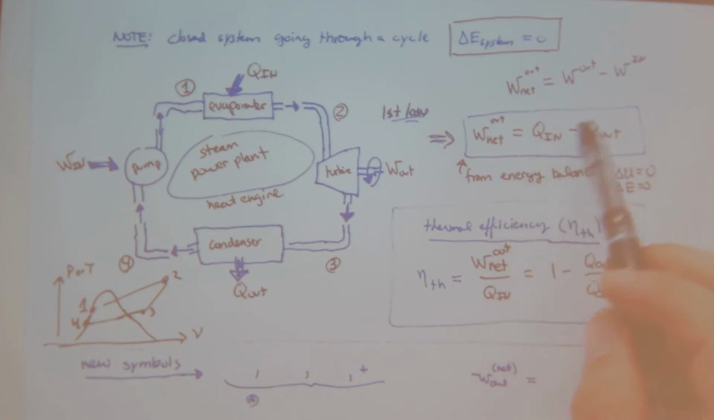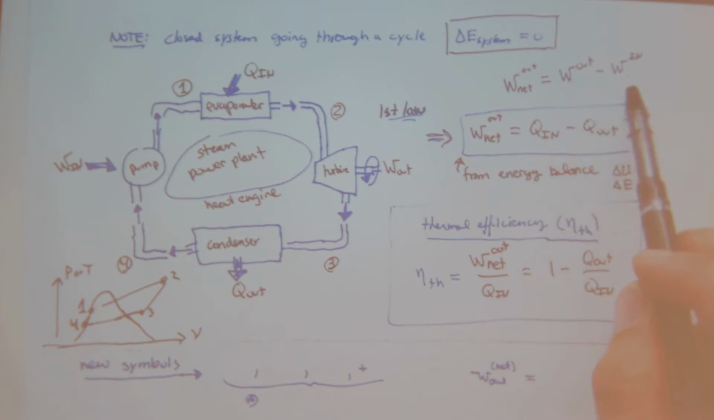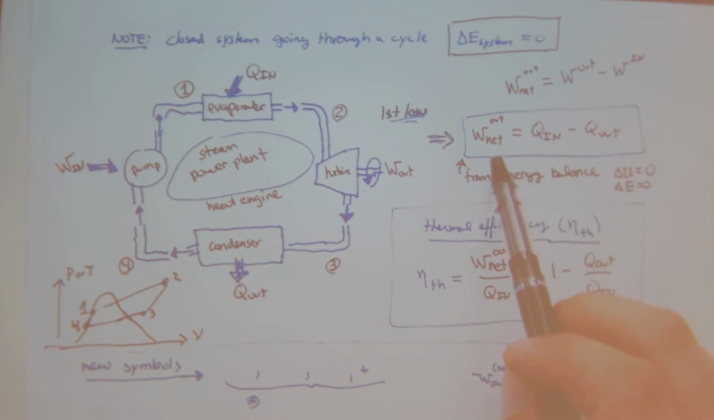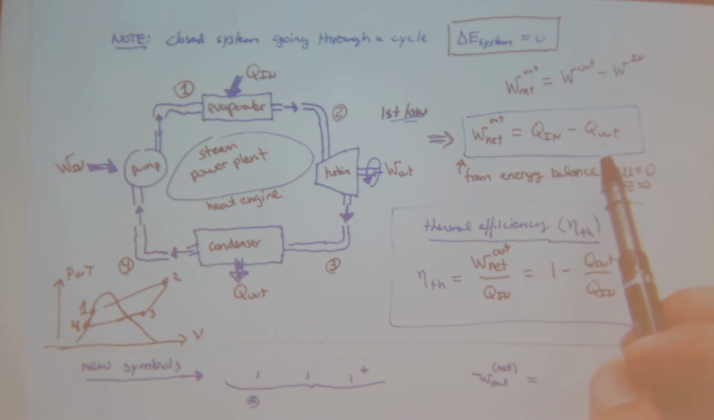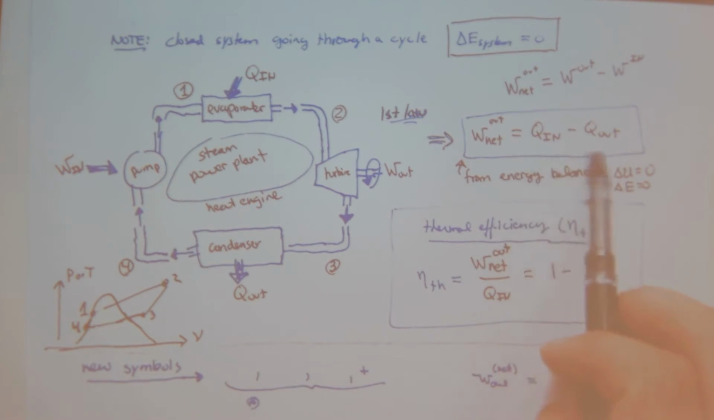So if work net out is negative, that means I have more work in than work out. And then when I write out the full energy balance, I can replace work out minus work in with work net out. And because delta E is equal to 0, I end up getting work net out is equal to the heat in from my volcano to heat out towards my ocean, right? Large body of water.